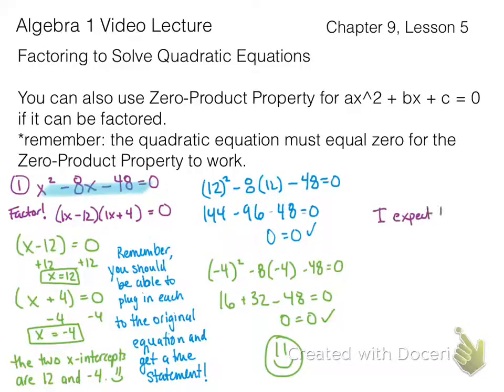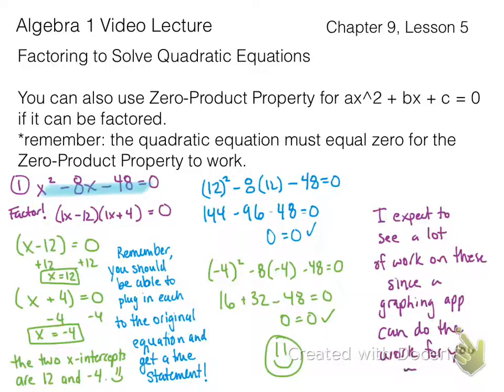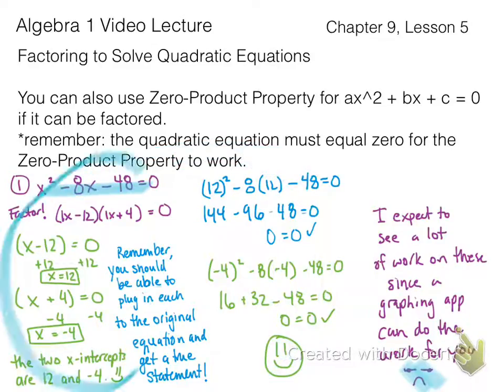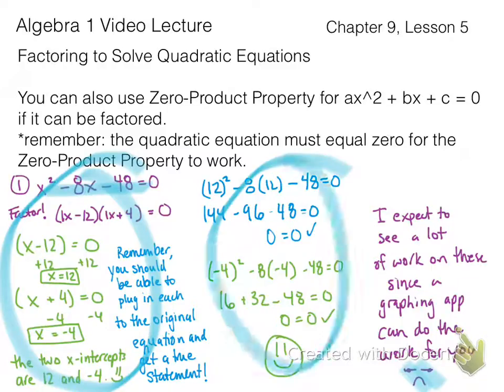Awesome. And again, I expect to see a lot of work on these, since graphing apps can do the work for you. So no cheating, and that's the smiley face of no cheating. Now, you could always use GraphSciCalc to check your work, but I want to see all of this on your actual paper, okay? This is just checking, okay? And this, again, you can do on GraphSciCalc. Okay, you get the idea, right?